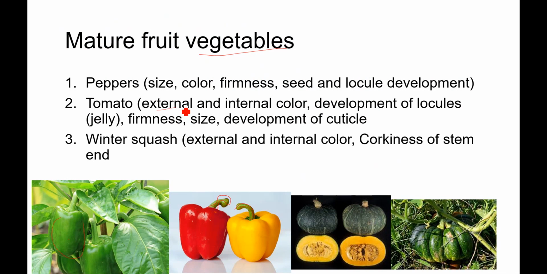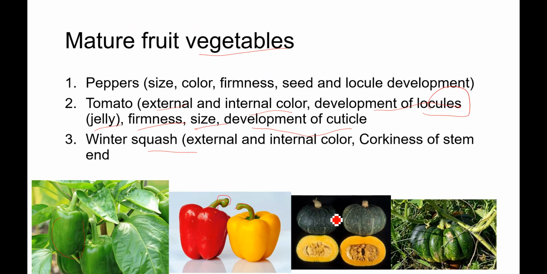Tomato, externally they are green, internal color also changes. Development of locules, like jelly, locule is called a jelly. The firmness also increases or decreases. If they get ripened, they become soft. Size changes. Development of cuticle occurs.